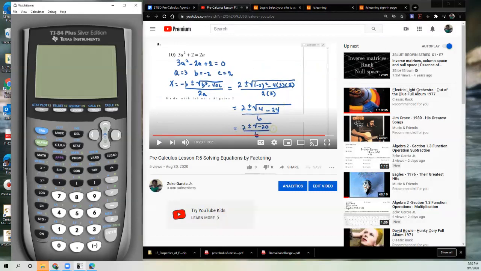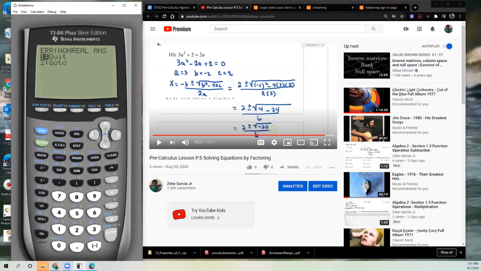So I have the square root. It's not working. Oh, here it is. Okay, so I have the square root of negative 20. And what's the problem with the square root of negative 20? What happens with the square root of negative 20? What do we get? You can't get the square root.